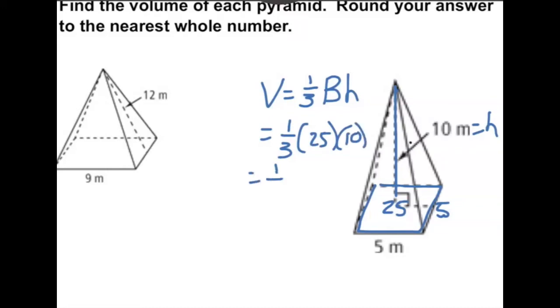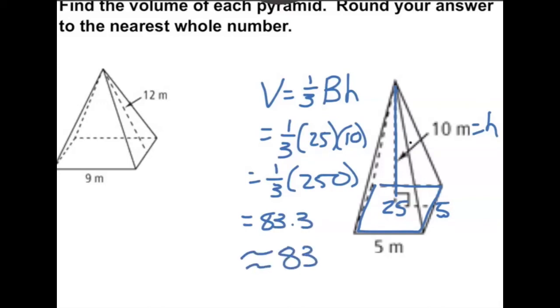We're looking at 1/3 of 250. So the last step there is just to multiply by 1/3. So that would be 83.3 repeating. They said round your answer to the nearest whole number. So I'm going to call that 83. Volume is in cubic units.